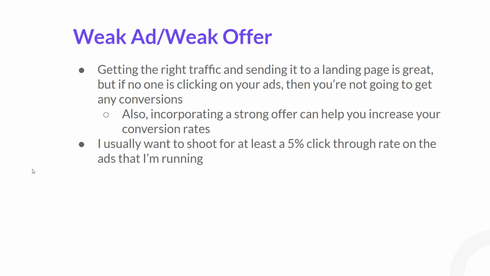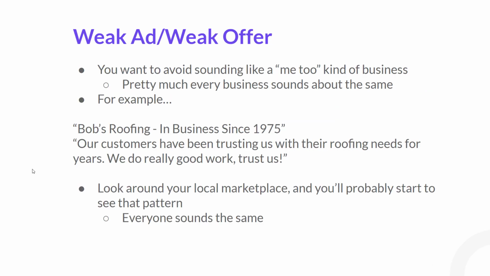So usually on my end, if I'm running a campaign, I want to shoot to at least get a 5% click-through rate on the ads that I'm running. I know a lot of people would say the industry average is something like 2%, but I usually want to try to shoot for a lot more than that, like 5%. That's going to vary niche by niche, but that's usually what I shoot for on my end.